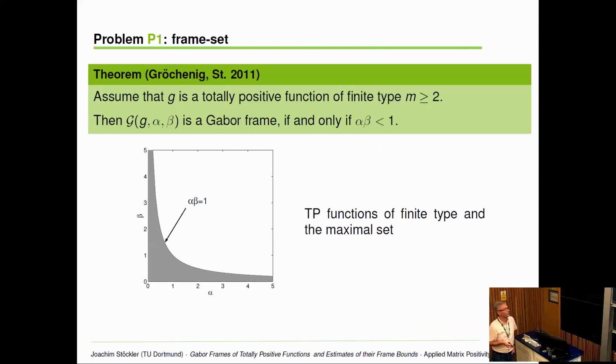This was the first result that got us started at that time, which showed that this is a class of functions such that the frame set fills the whole region that is allowed for the parameter product alpha beta. For every alpha beta less than 1, you have a Gabor frame. If and only if beta equals 1 happens if you have a type m equals 1. So that's why m equals 1 is excluded here, because it will lie differently. Anyway.